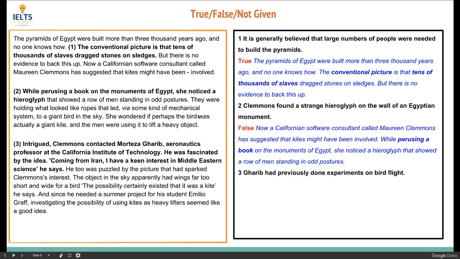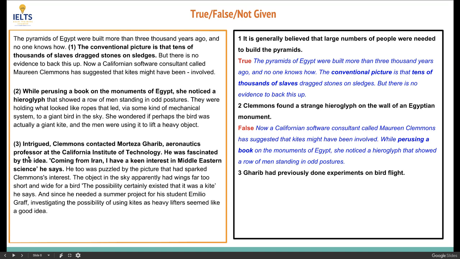So the answer is false. Question 3, Garib. Here's Garib. Had previously done, past perfect. He had done experiments before she contacted him. Let's read. What does it say about him?